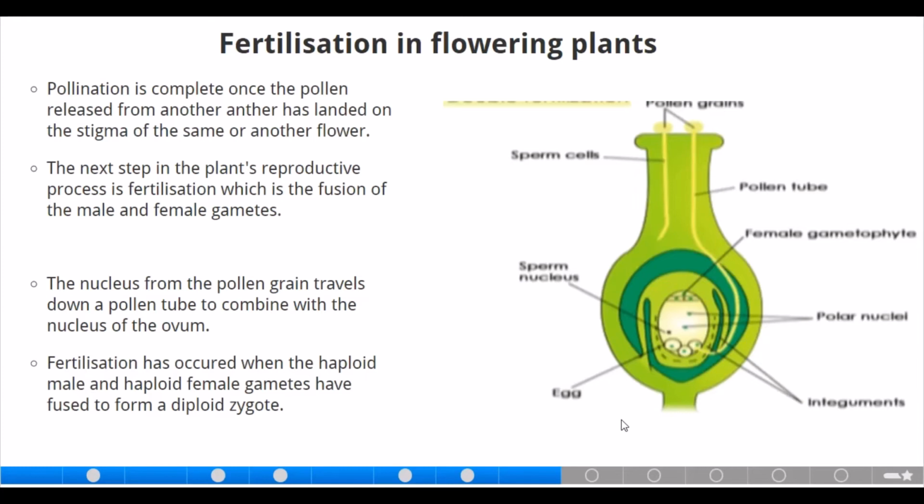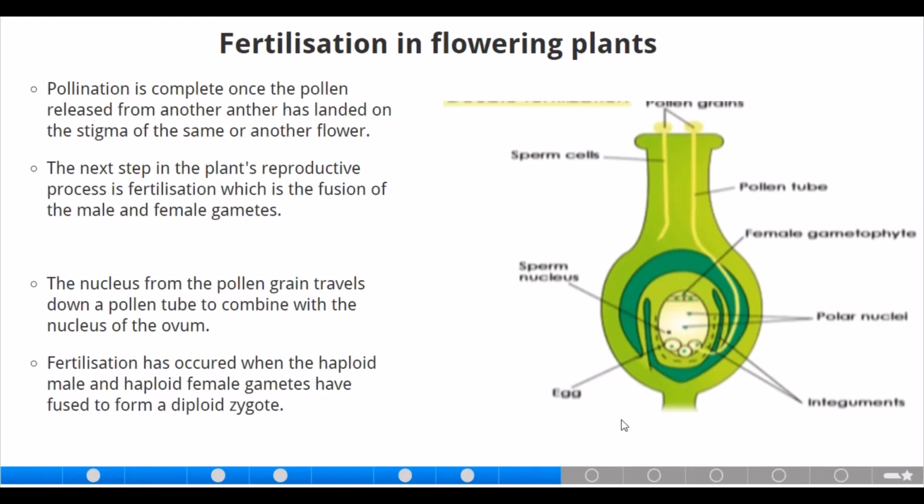Fertilization in flowering plants. Pollination is complete once the pollen released from an anther has landed on the stigma of the same or another flower. The next step in plants' reproductive process is fertilization, which is the fusion of the male and female gametes. The nucleus from the pollen grain travels down a pollen tube to combine with the nucleus of the ovum. Fertilization has occurred when the haploid male and the haploid female gametes have fused to form a diploid zygote.